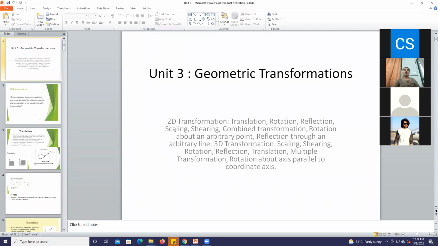It can be done in uniform and non-uniform types. Uniform means if along x and along y, the scaling is carried out with the same scaling factor, then it is called uniform scaling. For non-uniform, if the scaling factor along x is not equal to the scaling factor along y, then we are calling it differential scaling or non-uniform scaling. So this much part we have covered.